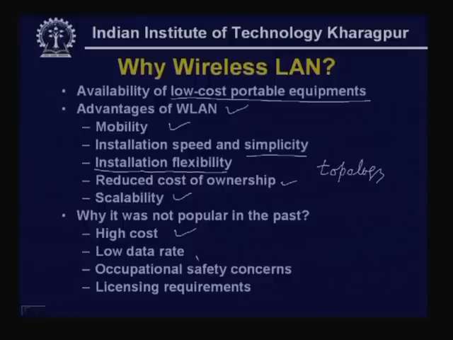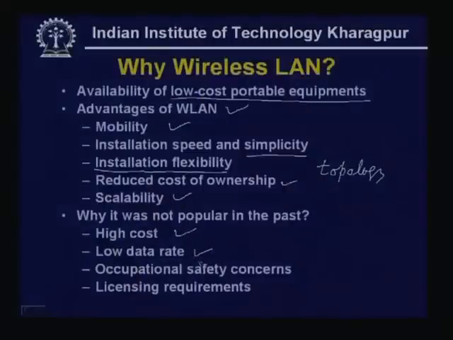Of course, it has another limitation, even today: low data rate compared to the high speed of wired LAN. We have seen that 10 gigabits per second LANs are now available. On the other hand, the data rate for wireless LAN is limited to a few megabits per second. But this few megabits per second may serve the purpose in many situations. Another important concern is occupational safety concerns.